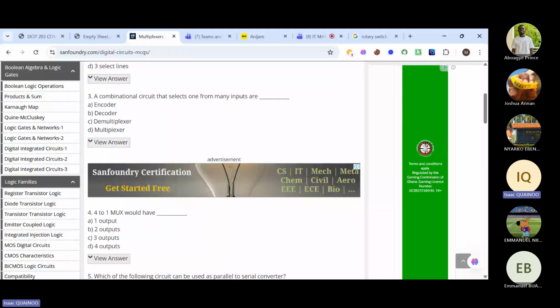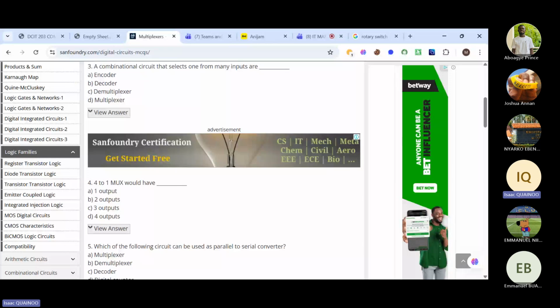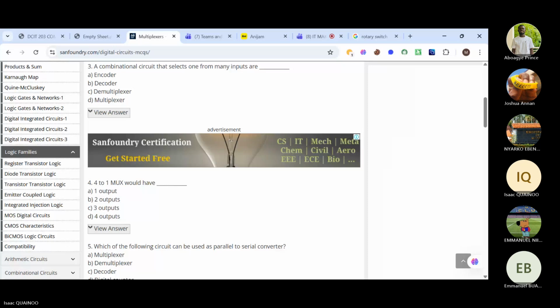Question 3. A combinational circuit that selects 1 from many inputs is a many-to-1 multiplexer. So let's move on. Question 4.